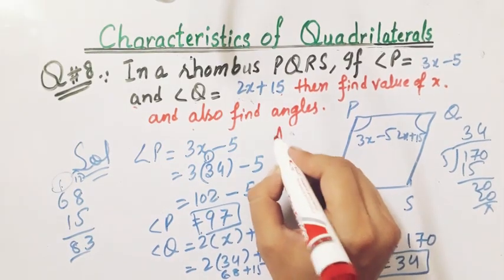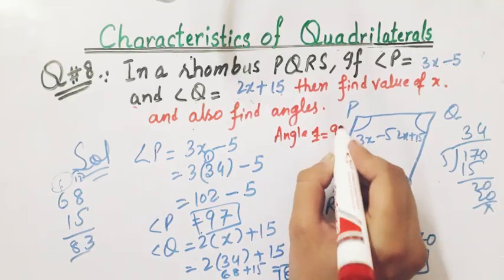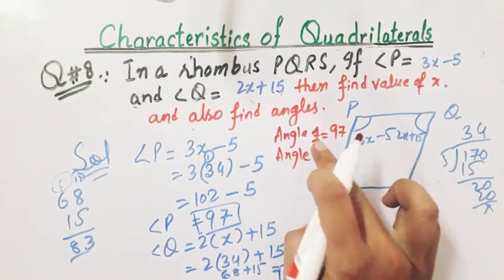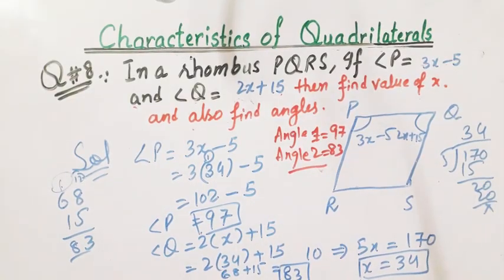Now you will write angle 1. Angle 1 is 97 and angle 2 is 83. This is the solution. Now question number 9.